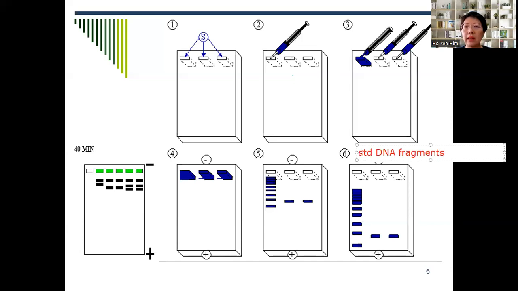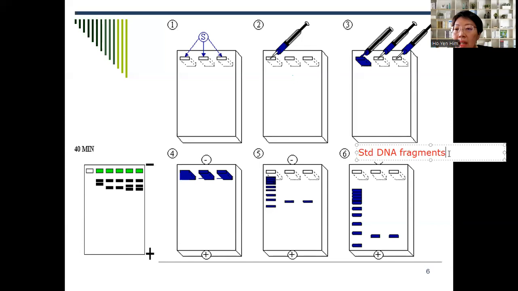Standard, remember what is standard? Like standard glucose means you know its concentration. You prepare it so that you know its concentration, right? Standard DNA fragments means you have prepared these DNA fragments so that you know their fragment sizes. So it's a reference point for you.